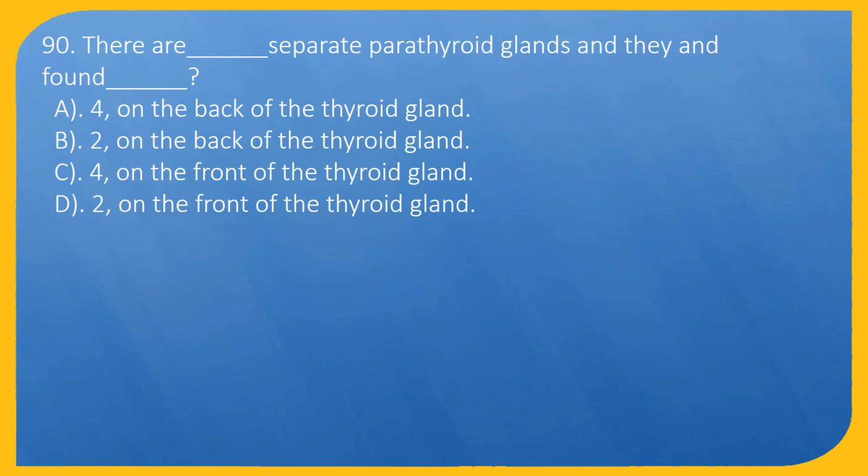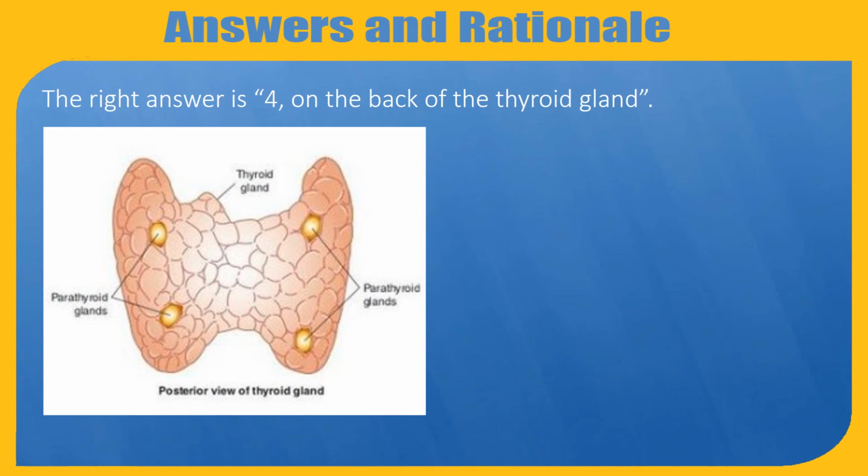Question 90. There are separate parathyroid glands and they are found: A. 4, on the back of the thyroid gland. B. 2, on the back of the thyroid gland. C. 4, on the front of the thyroid gland. D. 2, on the front of the thyroid gland. The right answer is 4, on the back of the thyroid gland.